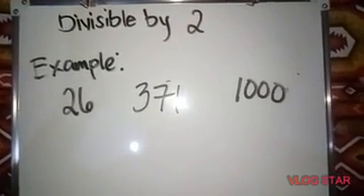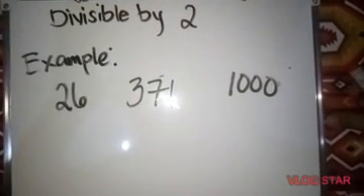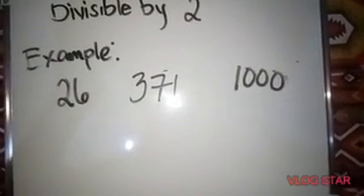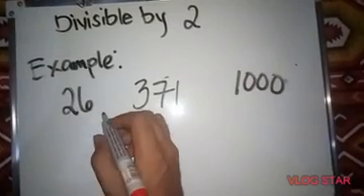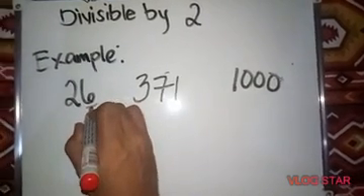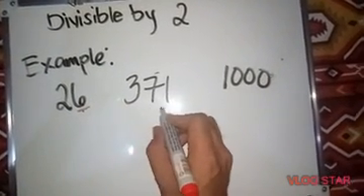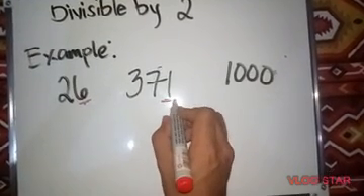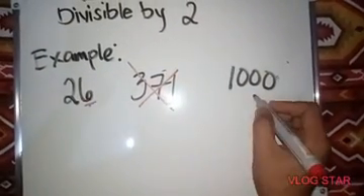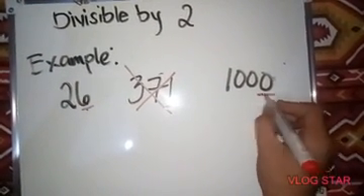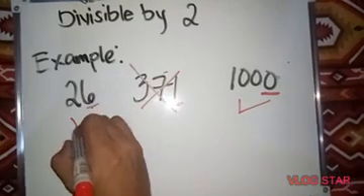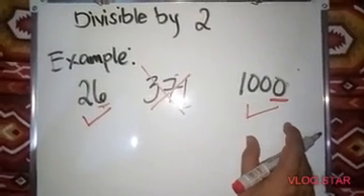Divisible by 2. A number is divisible by 2 if the ones digit is 0, 2, 4, 6, or 8. For example, 26, the ones digit is 6, meaning to say 26 is divisible by 2. 371, the ones digit is 1, meaning to say it's not divisible by 2. 1000, the ones digit is 0, so it is divisible by 2. So 26 and 1000 are divisible by 2.